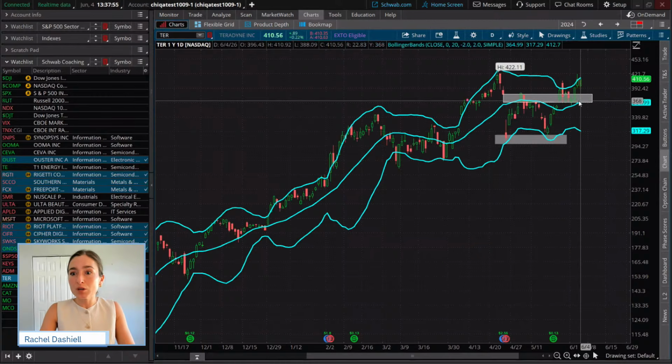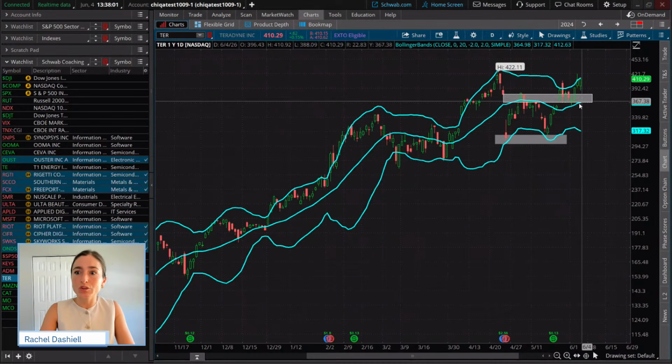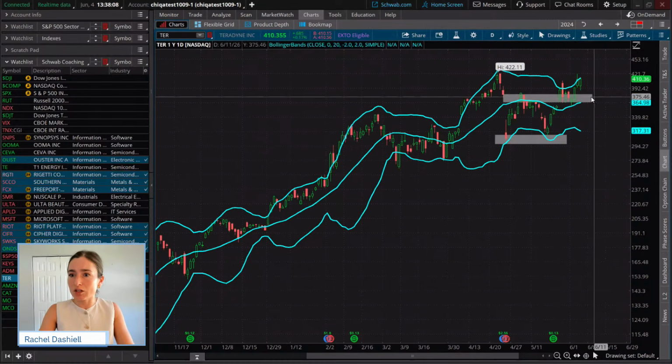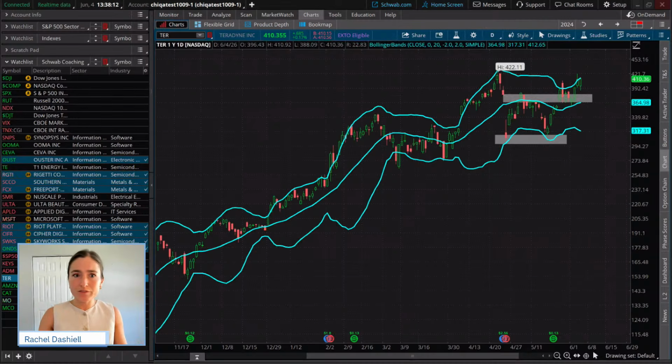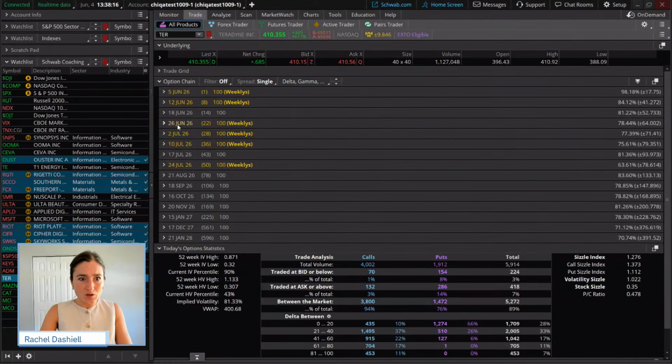So another way that you could play this could be, we could look for a short put vertical, or selling a put at this level of former resistance, now new support. You could also use the 20-day simple moving average for that as well. So let's take a look here. That area is right around 365, 370.